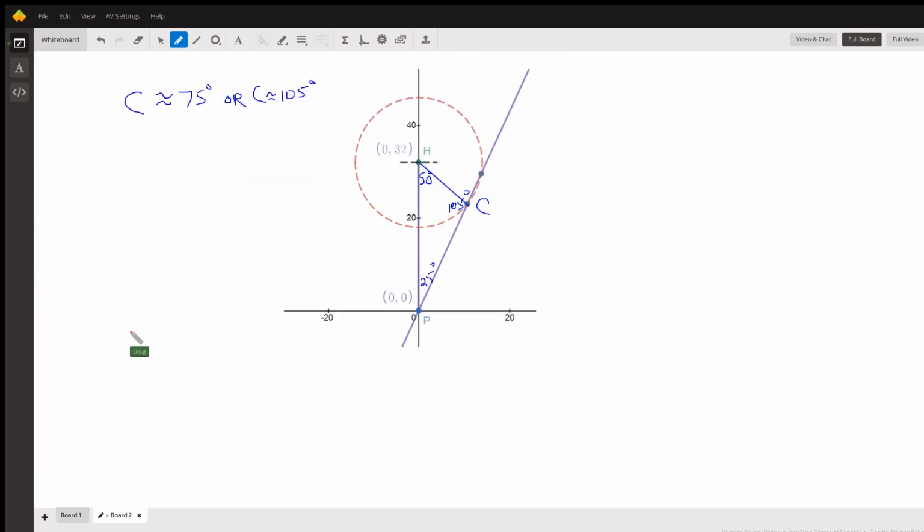Now, if we go to board 2 and I draw in the radius to this instance of point C, I still use the law of sines and still get on a calculator that C is approximately 75 degrees. But what you have to know is that there is an obtuse angle that also has the same sine, which is the supplement. If you think of the unit circle, well, I won't do the unit circle here. I'll just say, here's a 75 degree reference angle.